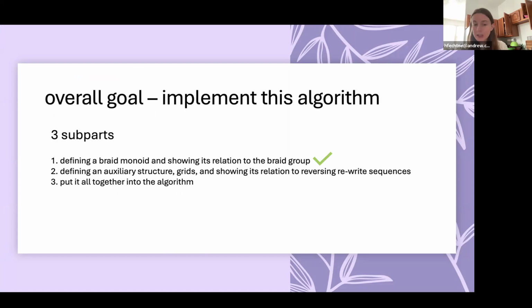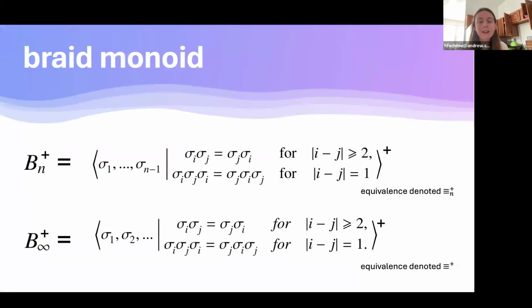Next, I have to define an auxiliary structure called grids and relate it to these rewrites, these reversing rewrites. That's in progress because there's a gap in the literature there that I have to fill in. And last step will be to put it all together into the algorithm. So start with the braid monoid.